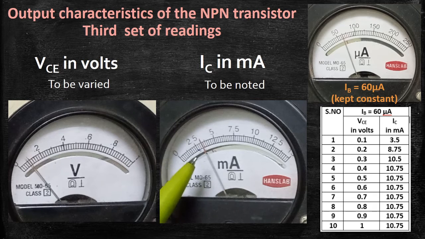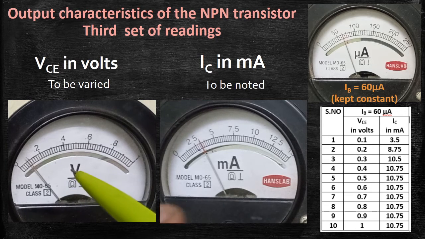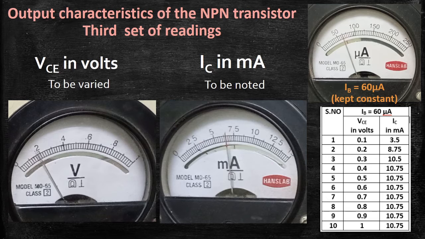Now it is exactly coinciding with 14th division. Are you clear? So 14 into 0.25 is 3.5. For 0.1 volt, IC value is 3.5. Are you clear? Now I am going to increase the value of VCE from 0.1 to 0.2 volt.